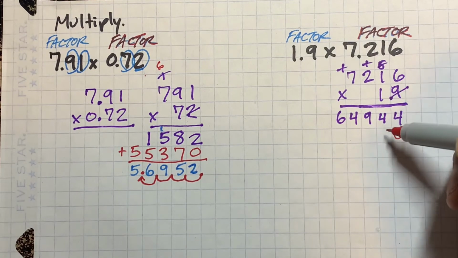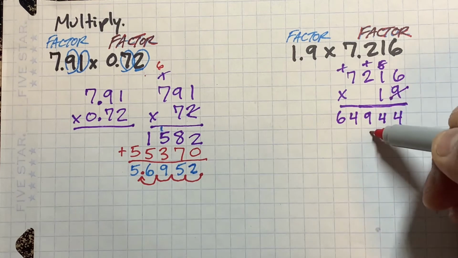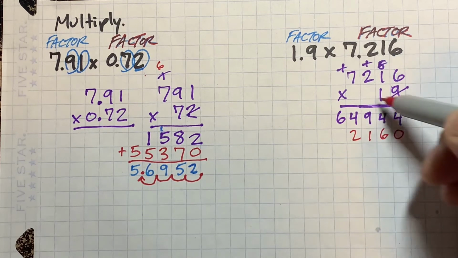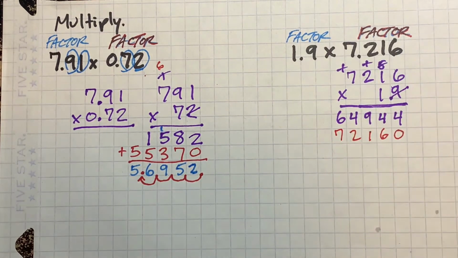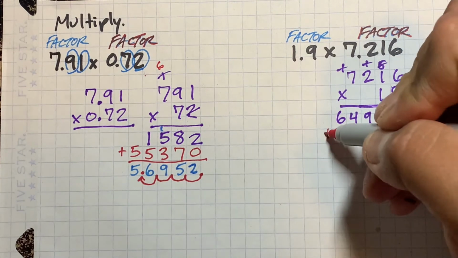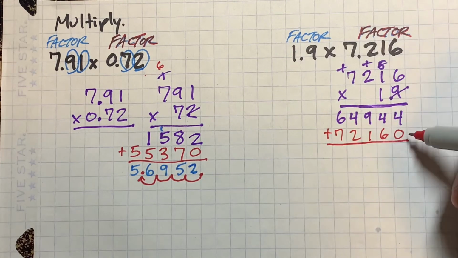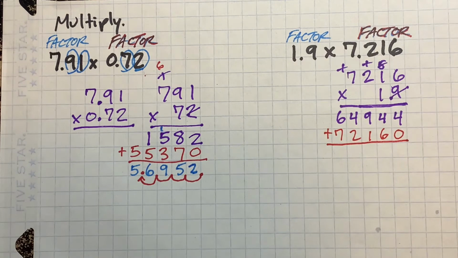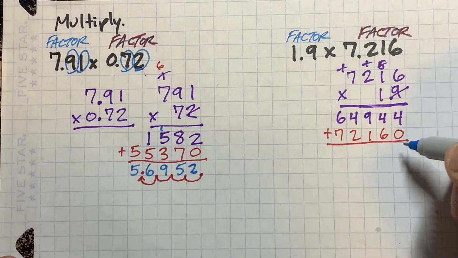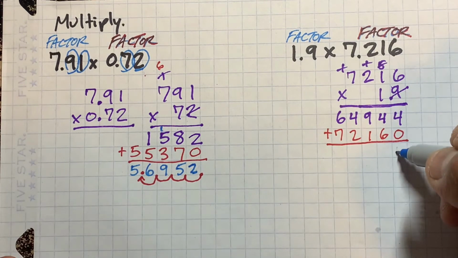1 times 6 is 6. 1 times 1 is 1. 1 times 2 is 2. 1 times 7 is 7. Now again, from here, you have 2 partial products. So what you're going to do is add them together. 4 plus 0 is going to be 4.